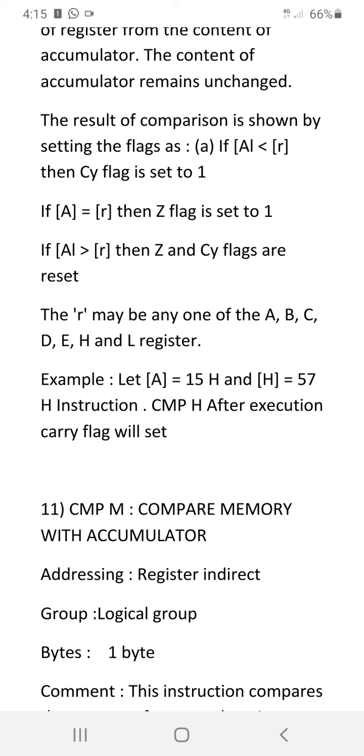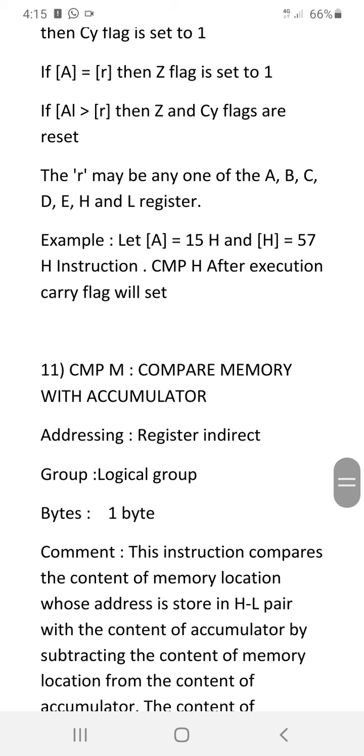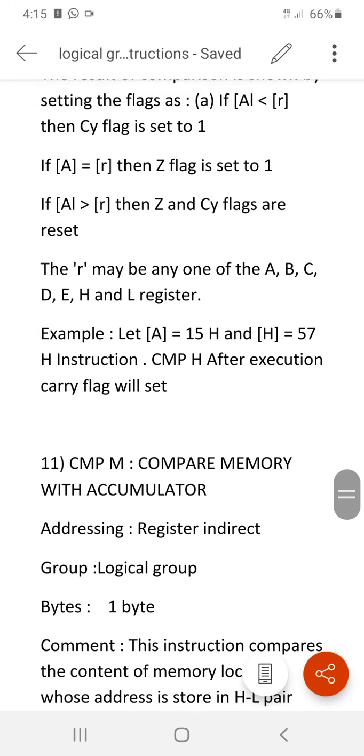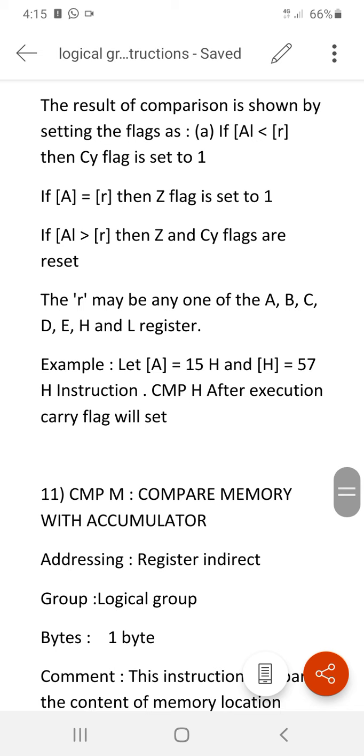For example, if the accumulator contains 15 hex and register H contains 57 hex, then after the instruction compare H, CMP H, what will happen? As our rule said, the carry flag will be set. Why will the carry flag be set? Because the content of register H is greater than the content of the accumulator.